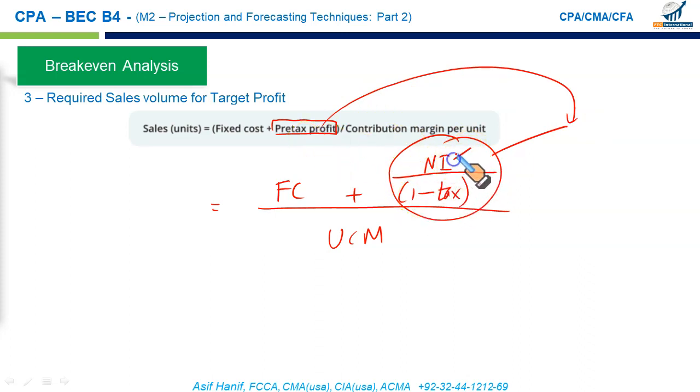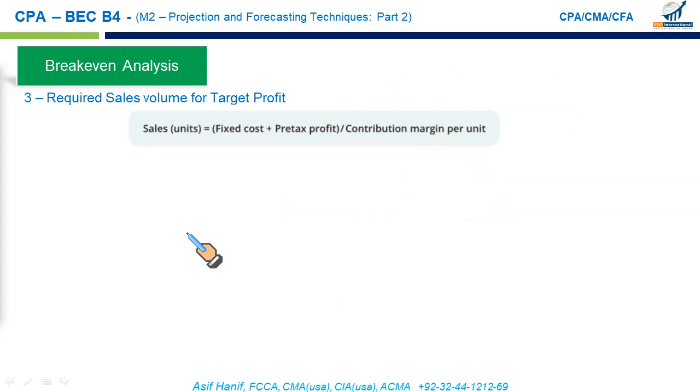It's just that sometimes we are given net income to earn, and you simply plug in the numbers this way, divided by the UCM, you will get your sales in quantity. Right? Now, sometimes you do not have a unit contribution margin and you are required to calculate sales in dollars. So in that case, instead of contribution margin per unit, in the denominator you will have CMR. Fixed cost plus pre-tax profit upon CMR.